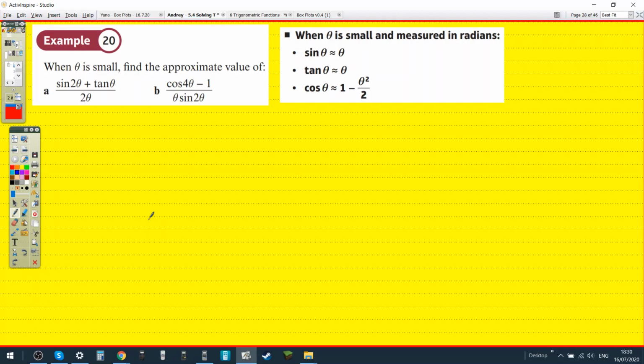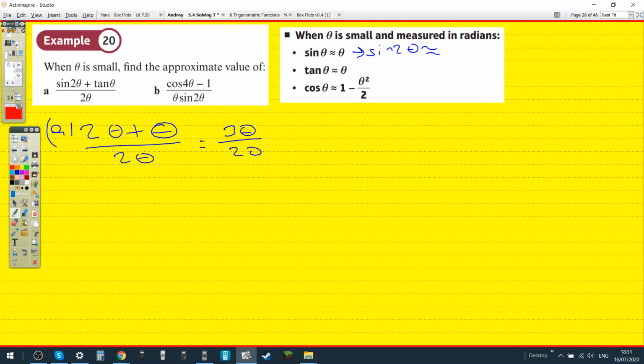So would it be theta plus theta over 2 theta? So would it just be equal to 1? Sine 2 theta will be roughly equal to 2 theta. Yeah. So 3 theta over 2 theta, and that'll be equal to 3 over 2. Yeah.